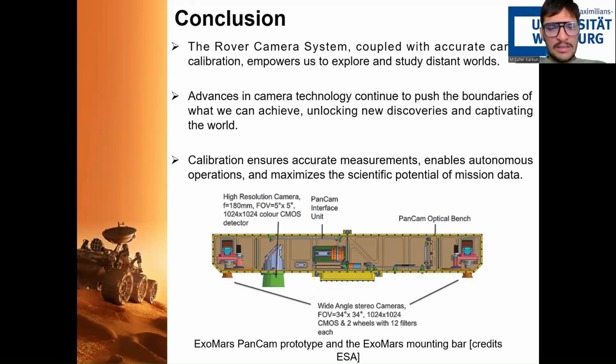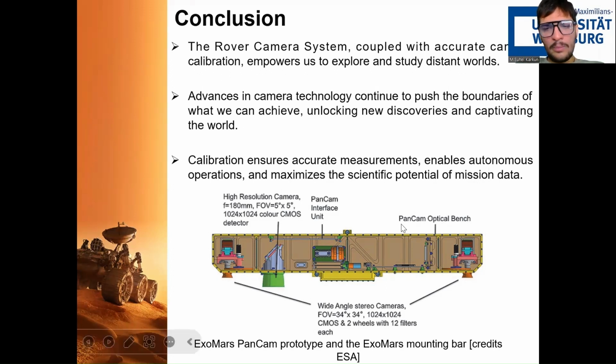In this image, we can see the ExoMars PanCam prototype and the ExoMars mounting bars. This project has been under research by the European Space Agency. Here we have high-resolution cameras with a field of view of plus 5 degrees by minus 5 degrees and a resolution of 1024 by 1024 color pixels with a CMOS detector. We also have the PanCam interface unit.